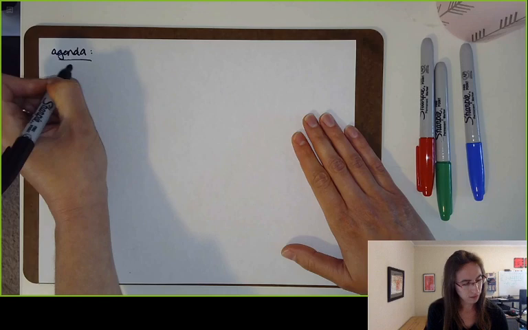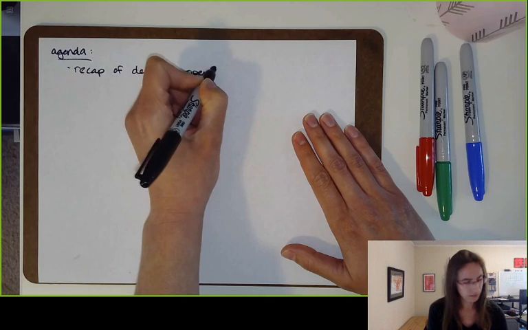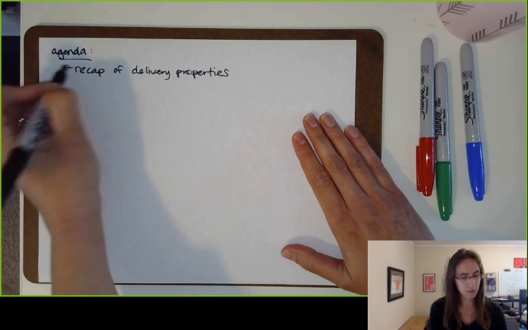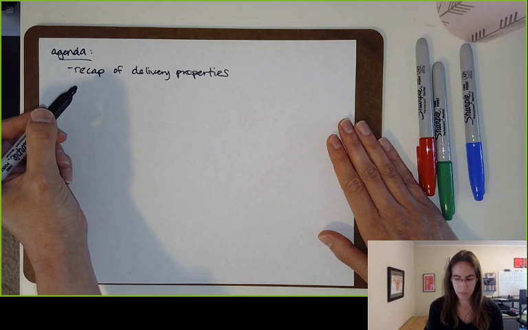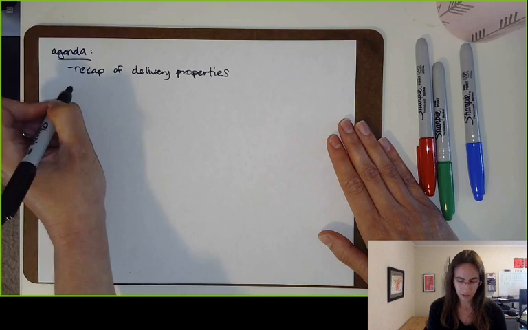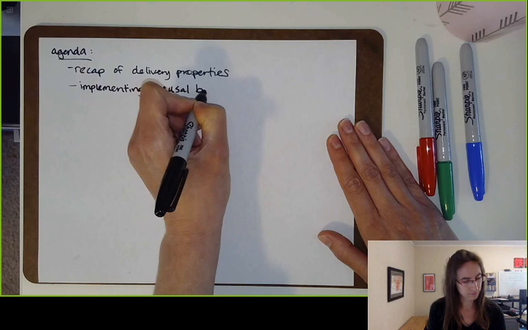So first, we're going to recap the delivery properties that we talked about last time. And if you recall, last time we talked about how to implement FIFO delivery, but we didn't talk about how to implement the other delivery properties that we talked about, which were causal delivery and totally ordered delivery. So we're going to talk about implementing a particular kind of causal delivery, which is called causal broadcast. And this word causal here should be a big hint that this is going to involve vector clocks.